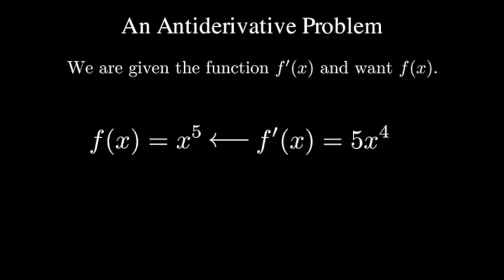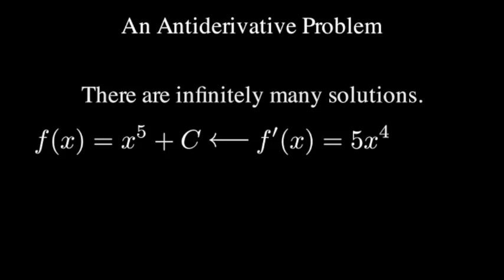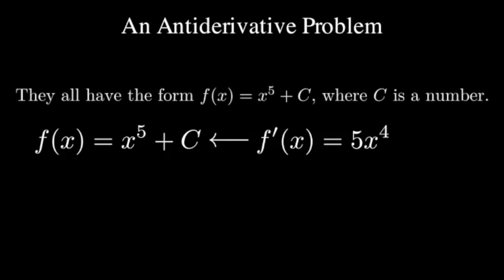One answer would be f of x equals x to the fifth. Another possible answer would be x to the fifth plus 1. Another answer would be x to the fifth plus 2. In fact, there are infinitely many possible answers, but they all have the common form x to the fifth plus a constant. We usually represent this as f of x plus a capital C. We know that the C represents an arbitrary constant. We're going to be seeing these problems a lot more.